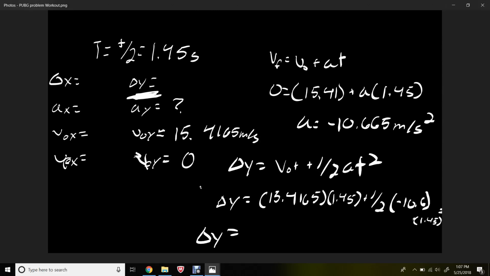On plugging that in, you get that the change in y at half point, so the apex of his jump, the highest he was from his starting position in the y direction, was 11.14 meters. There you have it. That's working at the apex of the projectile. So yeah, this was a good basic understanding of projectiles and how they work.